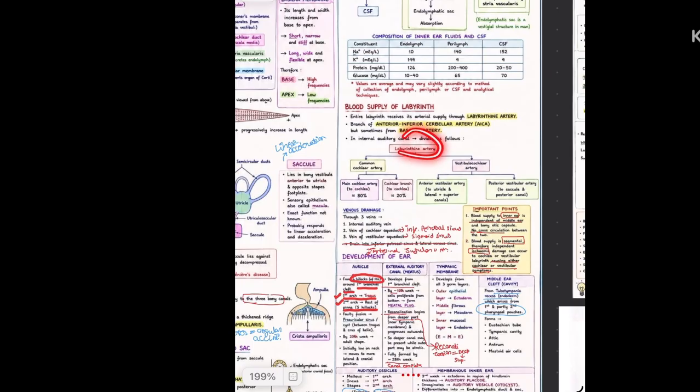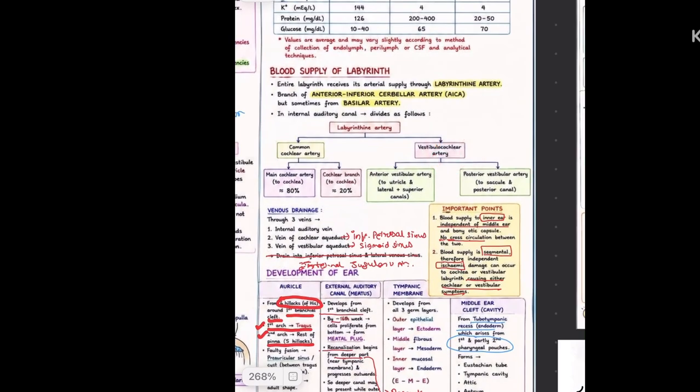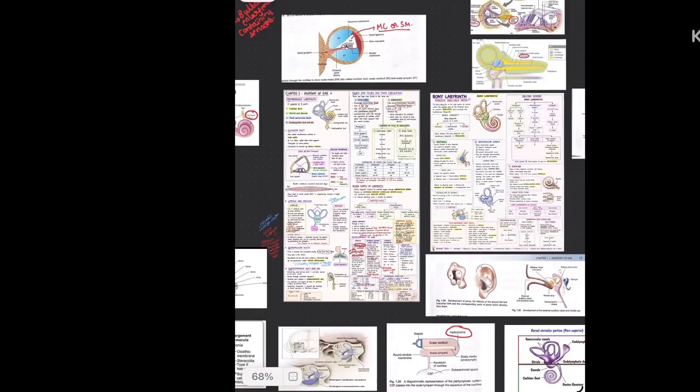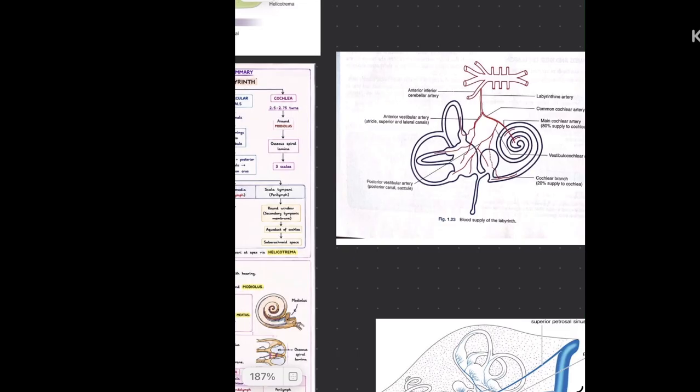The labyrinthine artery is divided into the common cochlear artery and the vestibulocochlear artery. The common cochlear artery is divided: the main cochlear artery supplies 80% and its branches supply 20%. And the vestibulocochlear artery, the anterior vestibular artery supplies what? The utricle, the lateral and superior canals, and the posterior branch supplies the saccule and posterior canal. You can see in the diagram also. The anterior vestibular artery supplies the semicircular ducts and the utricle, and the posterior supplies the saccule and posterior canal. Okay.